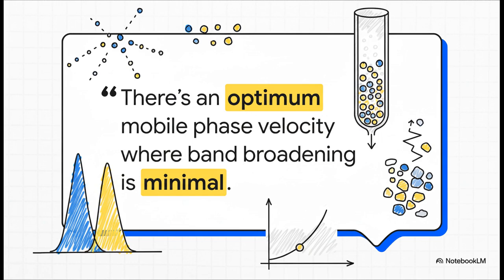Yeah, this really sums it up perfectly. The Van Deemter equation proves that there is an optimal speed for your mobile phase. A speed where all that band broadening is at its absolute minimum. It's not about going as fast as you can or super slow. It's about finding that Goldilocks speed. Not too fast, not too slow, but just right for the sharpest, most efficient separation you can get.